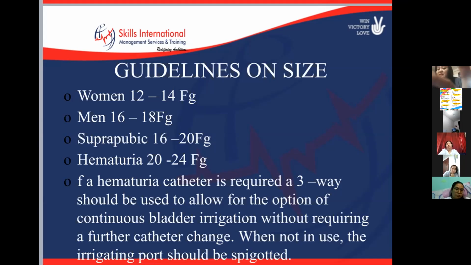Now, for hematuria a three-way catheter is required. The three-way catheter should be used to allow for the option of continuous bladder irrigation without requiring a further catheter change. Because if the patient has hematuria, you need to encourage them to drink more water, and then you have to empty the bladder from time to time. And when it is not used, the irrigating port should be clamped.